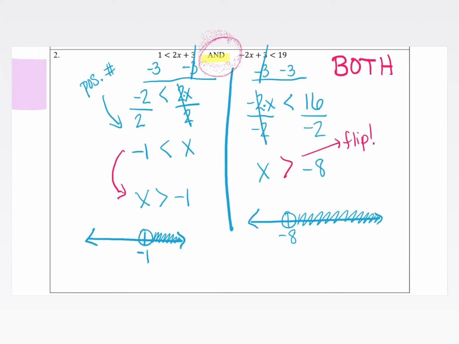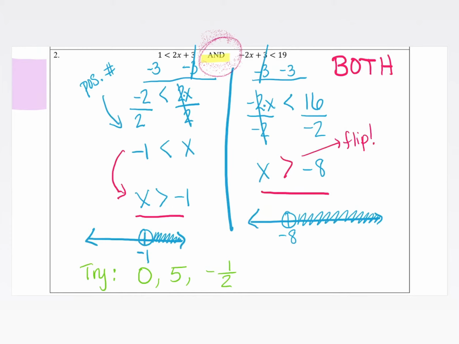So what are numbers that are both greater than -1 and greater than -8? Well, a number that's both greater than -1 and greater than -8, we have 0, that's bigger than both of them. 5, 10, 15, 20, -1/2 is also bigger than both -1 and -8.